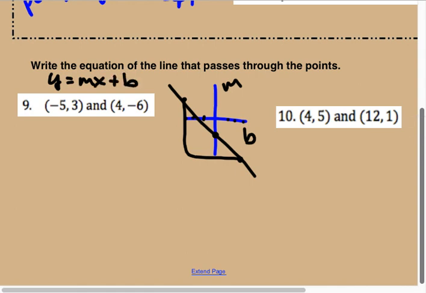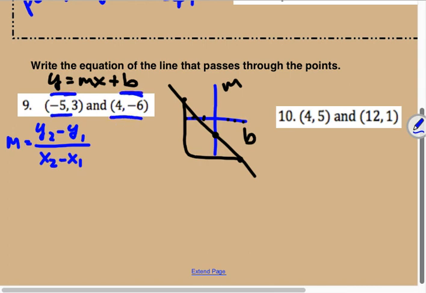Well, how do we do that? Well, first we're going to find the slope, and we're going to use that formula, y sub 2 minus y sub 1 over x sub 2 minus x sub 1. It doesn't really matter which ones here that you make x sub 1 and y sub 1. We'll just go this is the second point and this is the first point. So y sub 2 minus y sub 1. Here's my y sub 2, negative 6. Here's my y sub 1, 3.